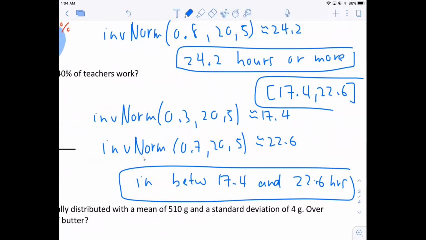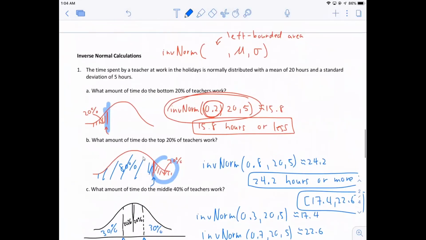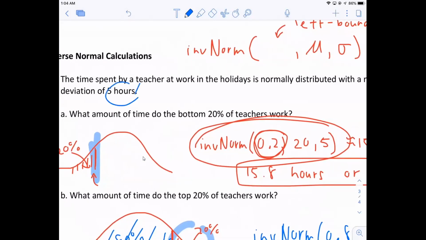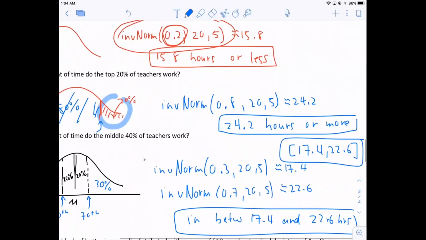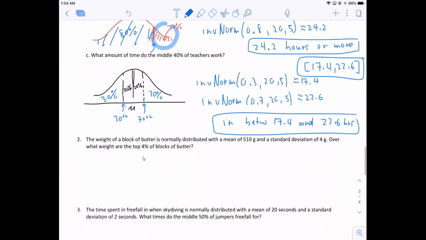Cool. All right, and lastly, I'm just going to make a logic check. So the standard deviation was 5 hours, right? We know it's less than 1 standard deviation, so it is less than 15 to 25, right? So perfect, makes sense.